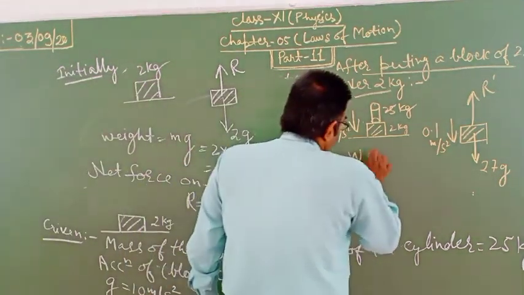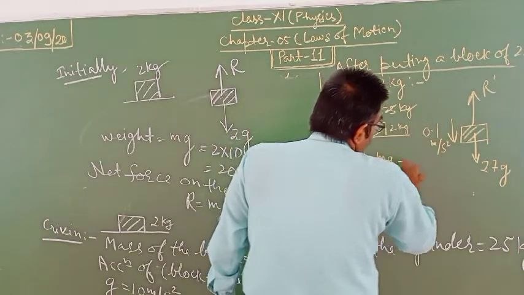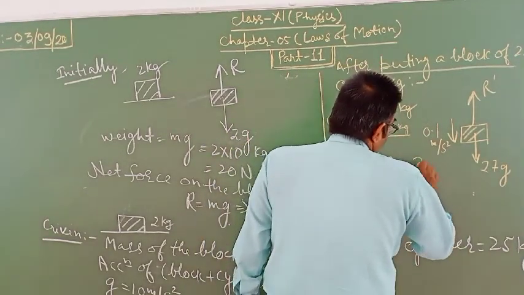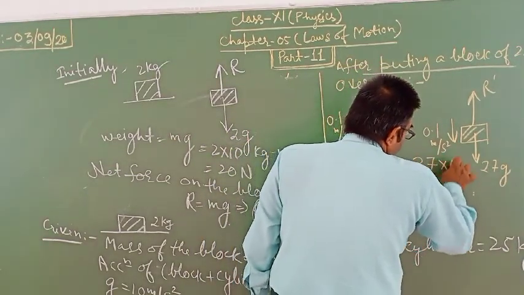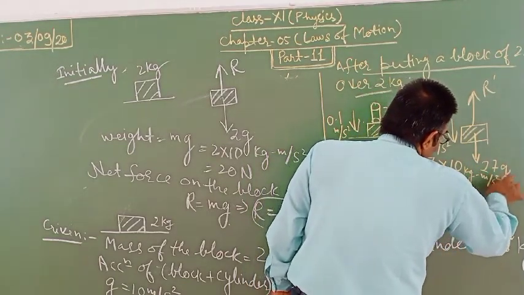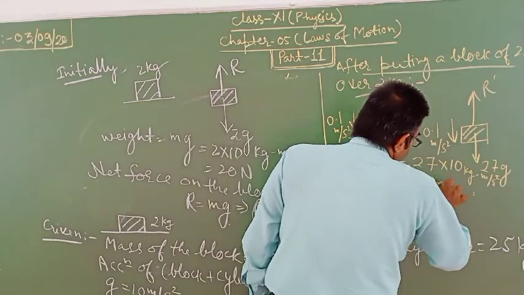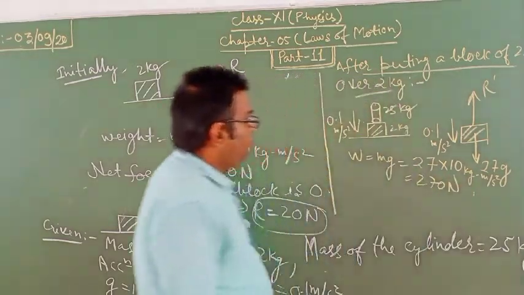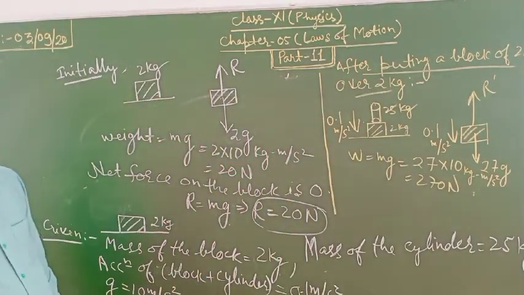The weight W is equal to m into g, that is equal to 27 into 10 kg meter per second square, and it is equal to 270 Newton.